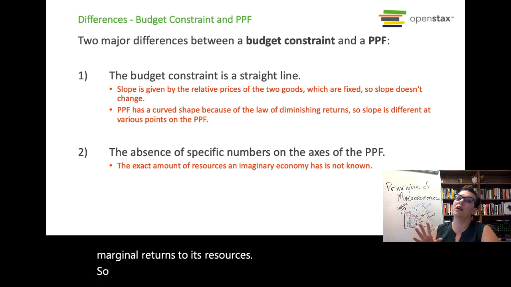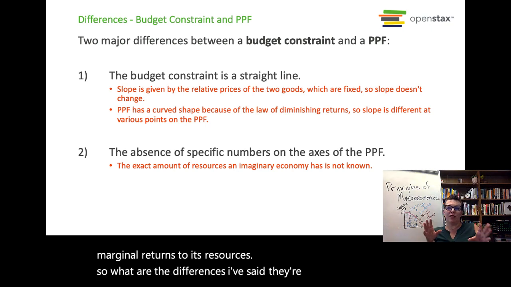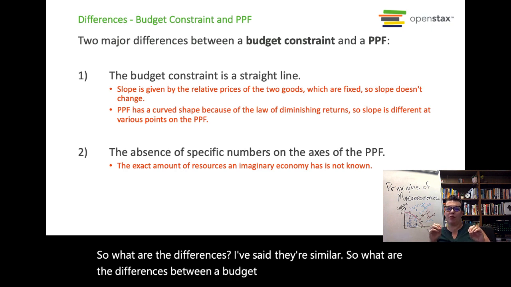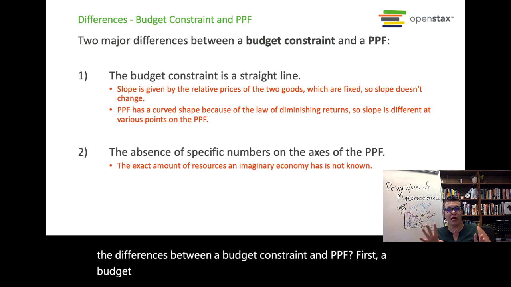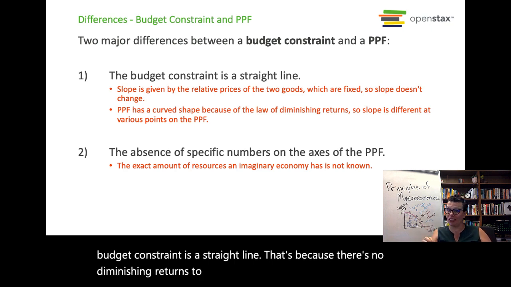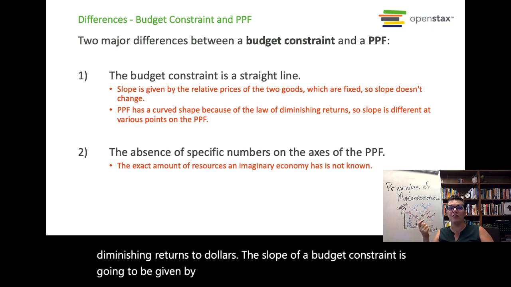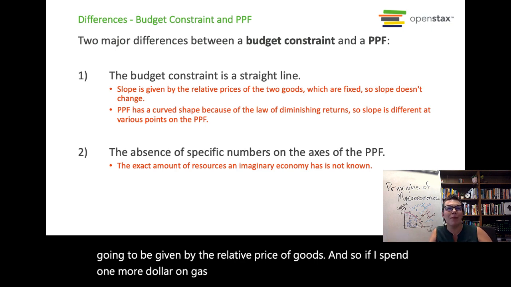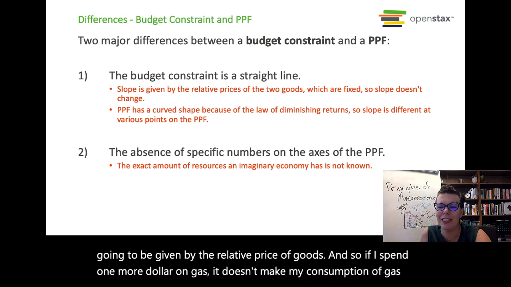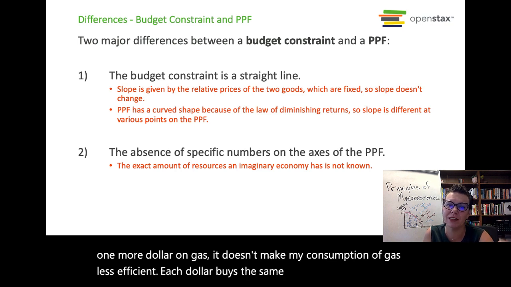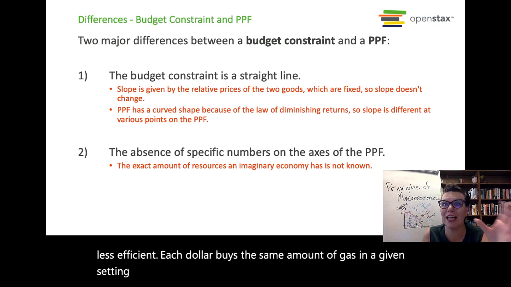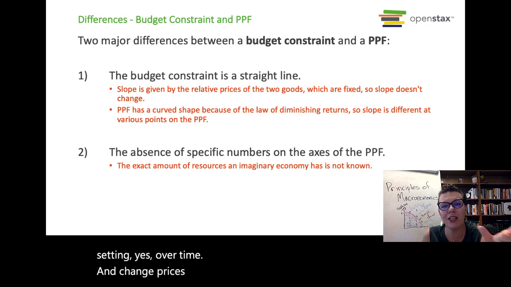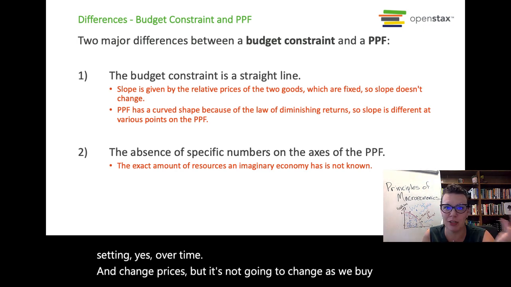So what are the differences? I've said they're similar. So what are the differences between a budget constraint and a PPF? First, a budget constraint is a straight line. That's because there's no diminishing returns to dollars. The slope of a budget constraint is going to be given by the relative price of goods. And so if I spend $1 more on gas, it doesn't make my consumption of gas less efficient. Each dollar buys the same amount of gas in a given setting. Yes, over time we can change prices, but it's not going to change as we buy more. And that's an assumption that we make.